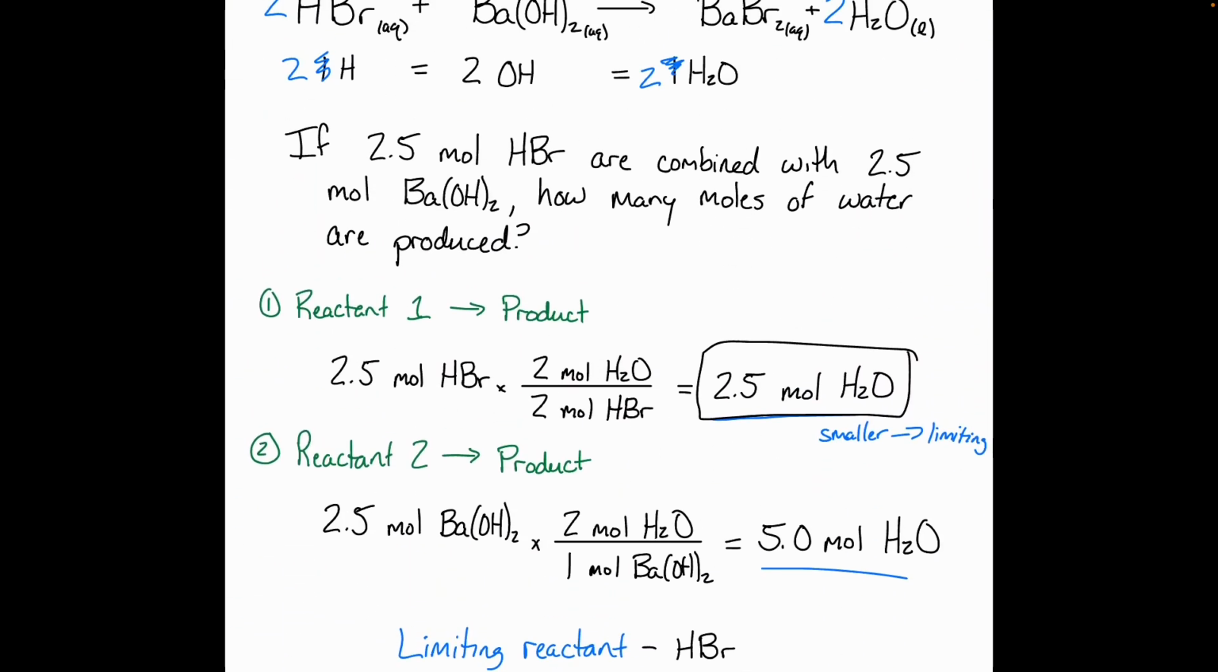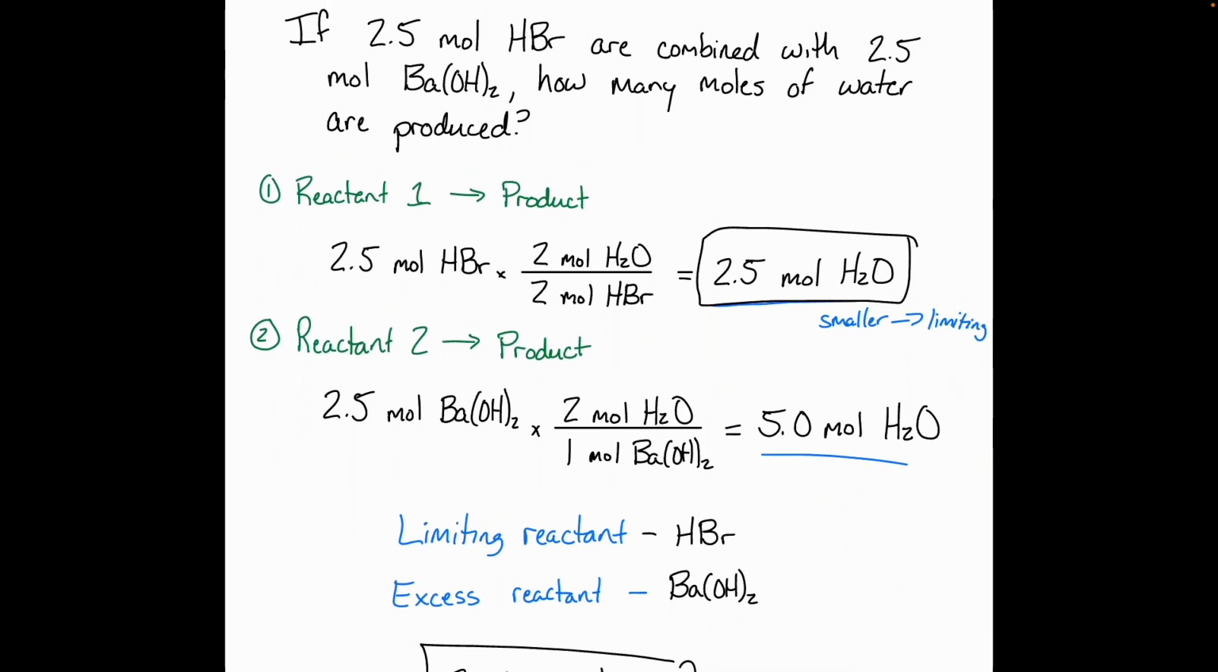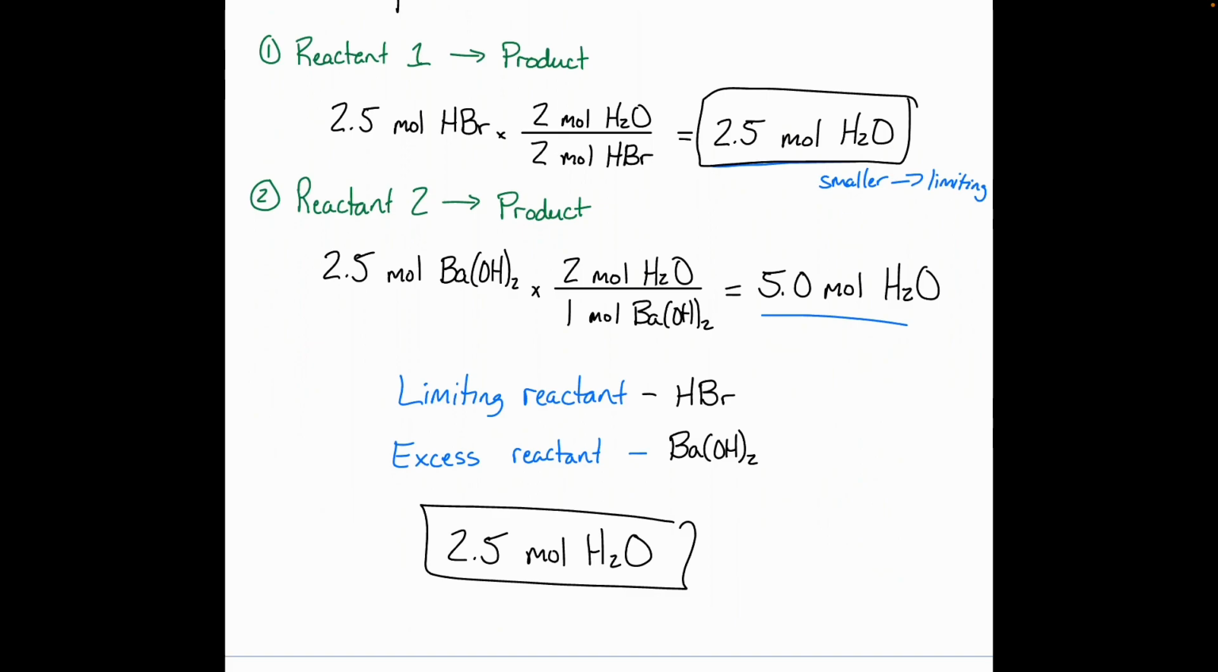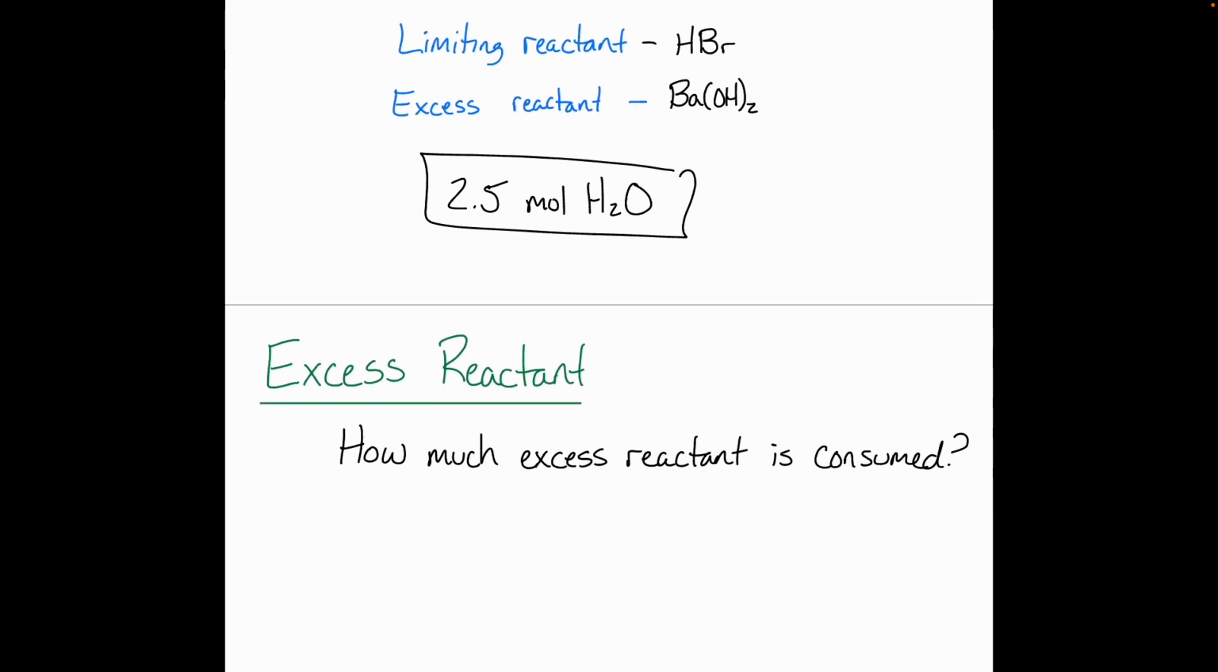Okay, so using this same problem here, our 2.5 moles of HBr combined with our 2.5 moles of barium hydroxide. We've established that 2.5 moles of water are going to be produced in this reaction. All right? But now I could ask you how much of that excess reactant is consumed. Okay, we've already established that our limiting reactant is the HBr and our excess reactant is the barium hydroxide, right?